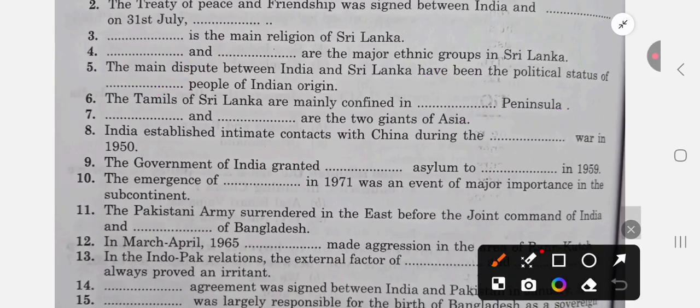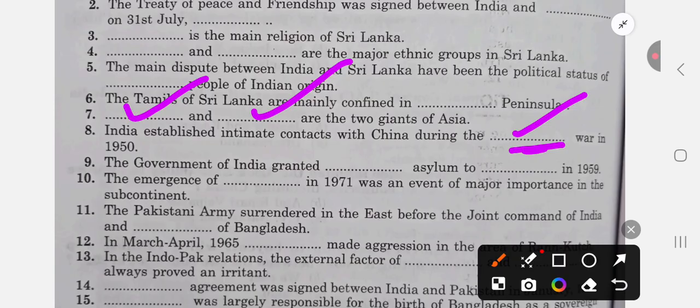Next, question number 7: The dash and dash are two giants of Asia. China and India are two giants of Asia actually. India and China you can see here. Then India established intimate contact with China during the dash in 1950. So it is the Korean War.